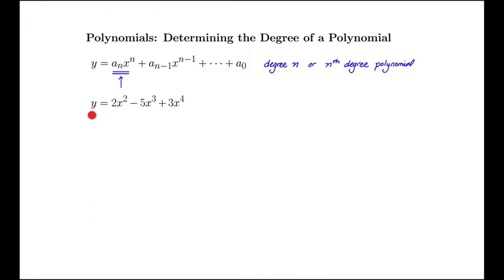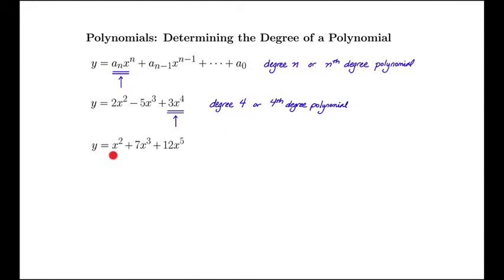If we look at y equals 2x squared minus 5x cubed plus 3x to the fourth, here we still have our terms in an order. However, these ones are in increasing order of power, which is fine. We can easily see that our highest power is 3x to the fourth, and we then have a degree 4 polynomial or a fourth degree polynomial.